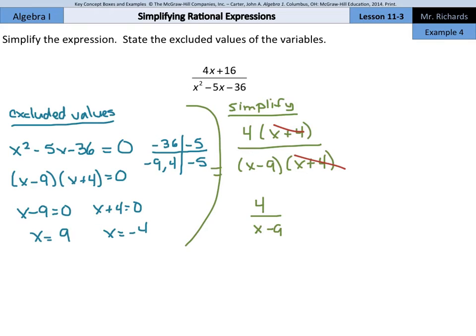Now, to write our final answer, we're going to say this simplifies into 4 over x minus 9, and we'll use our semicolon, as long as x is not equal to negative 4 and x is not equal to 9. That's how we're going to bring in the excluded values.